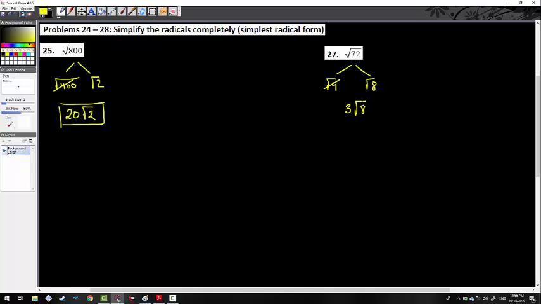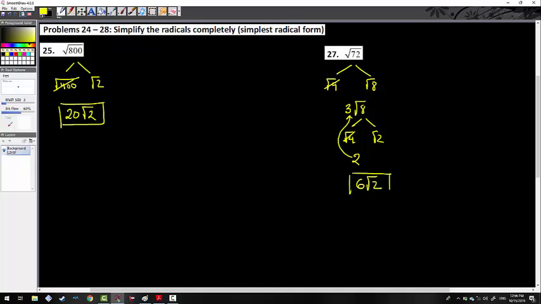The problem with this is that a lot of people are going to think that they're done right here. But they're not done, because the square root of 8 can also be broken apart into the square root of 4 and the square root of 2. The square root of 4 becomes 2, and don't forget that that 2 interacts with that 3 to become 6, and then the square root of 2 will come along for the ride.